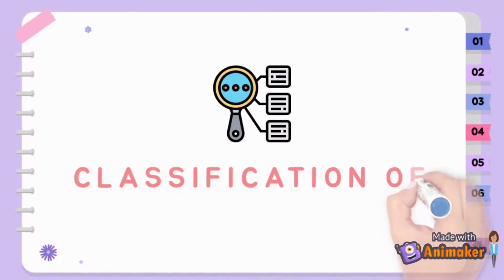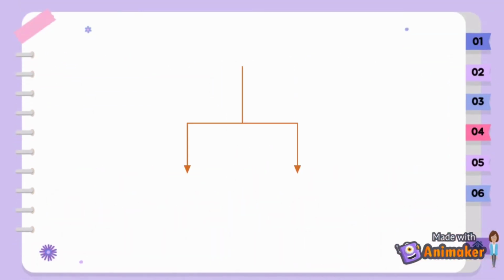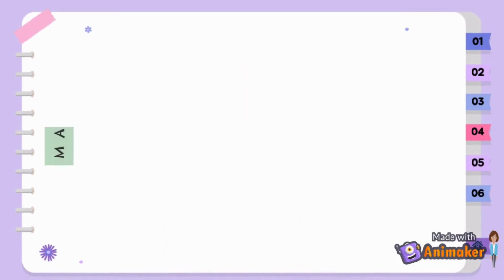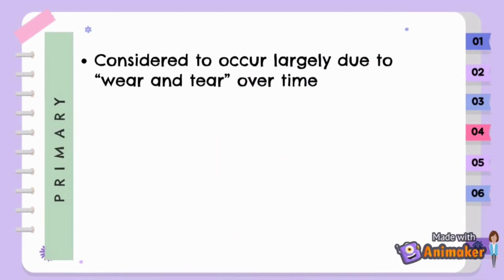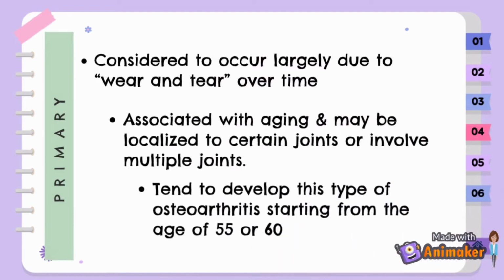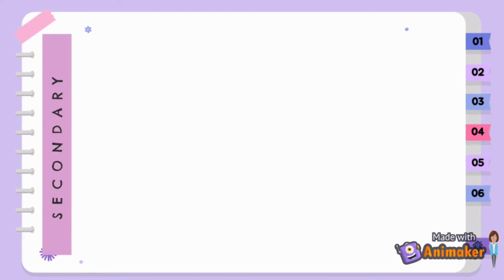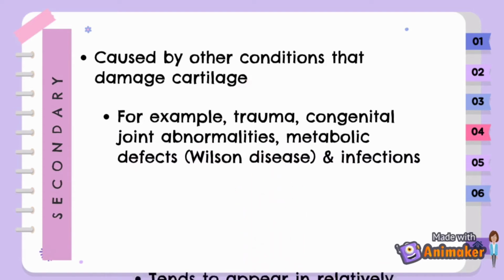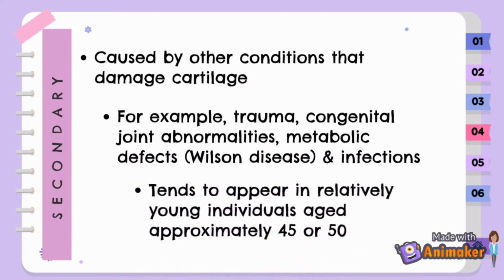This is the classification of osteoarthritis. Arthritis is divided into primary and secondary. Primary type is largely due to wear and tear over time. It is associated with aging and people tend to develop this type at age 55. Secondary is caused by other conditions that damage cartilage, for example trauma and congenital joint abnormalities. It tends to appear in relatively young individuals.